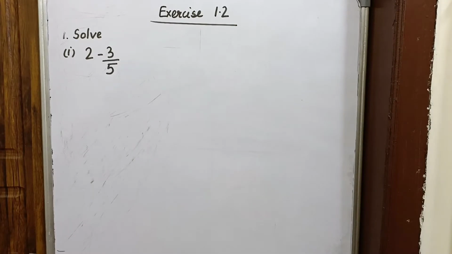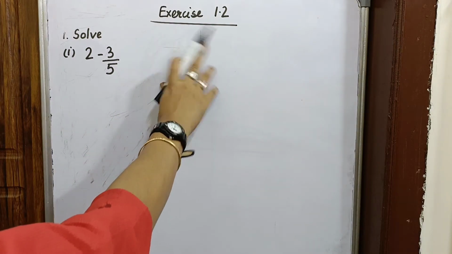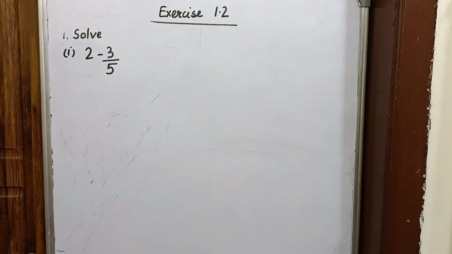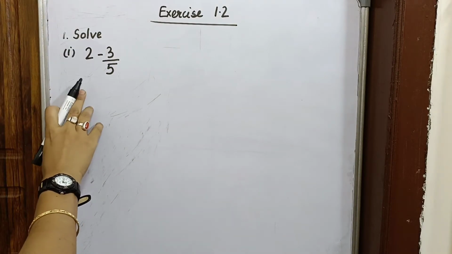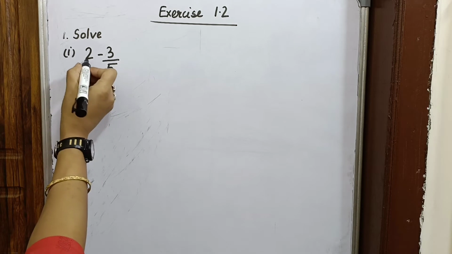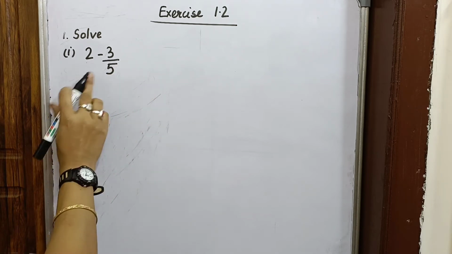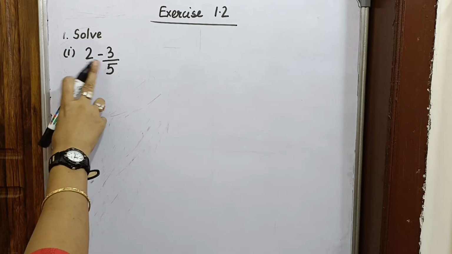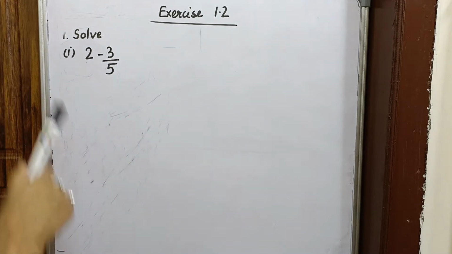The first question from exercise 1.2. I'm going to solve some questions from exercise 1.2. The first question is solve, and you're given some numbers here. I'll start with 1: 2 minus 3 by 5. How can we subtract 3 by 5 from 2? Because it is a fraction, you cannot directly subtract.